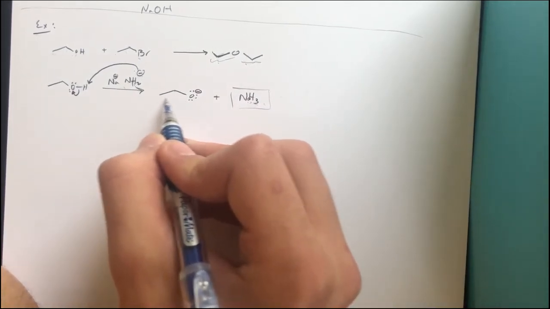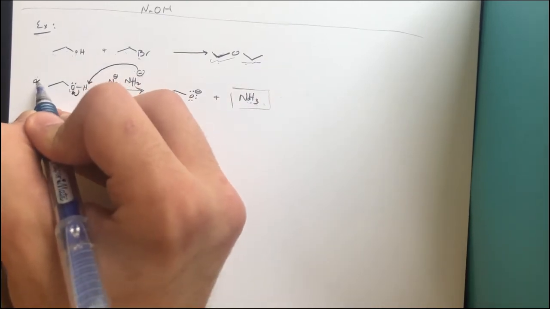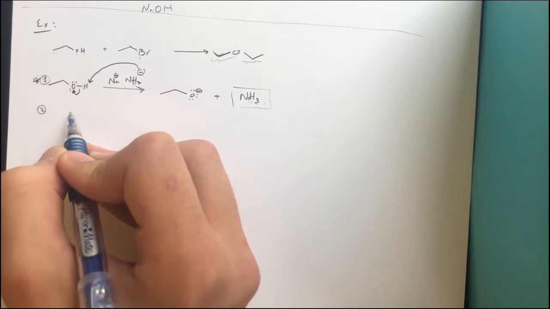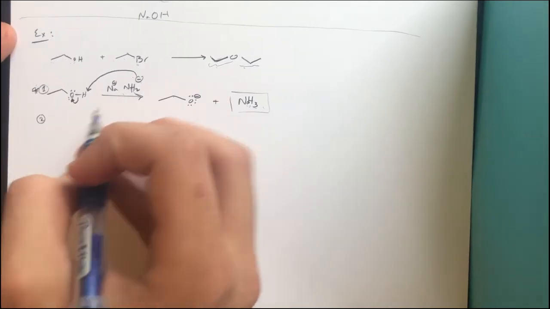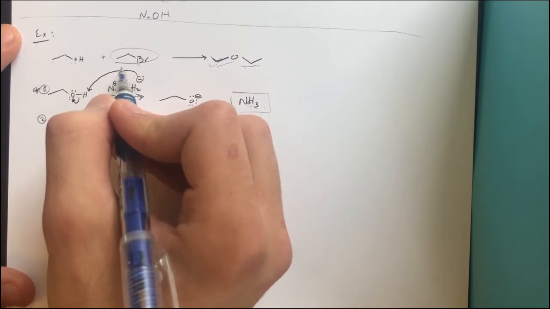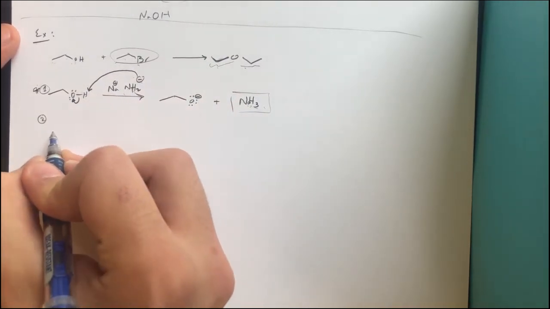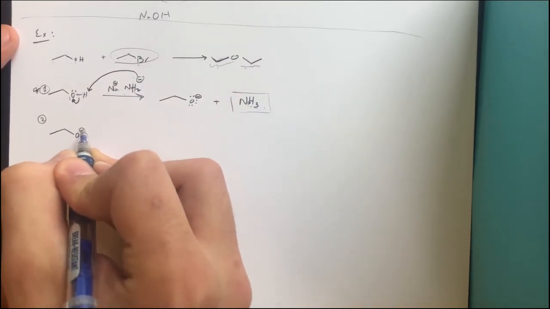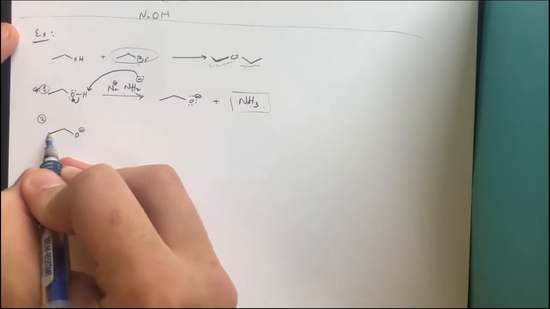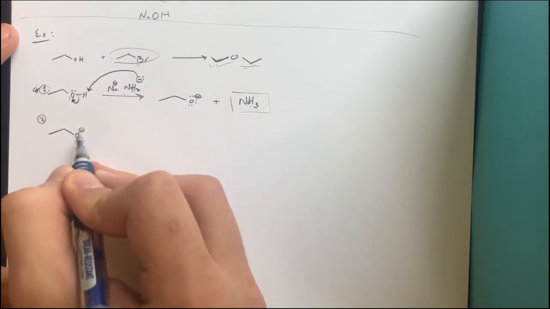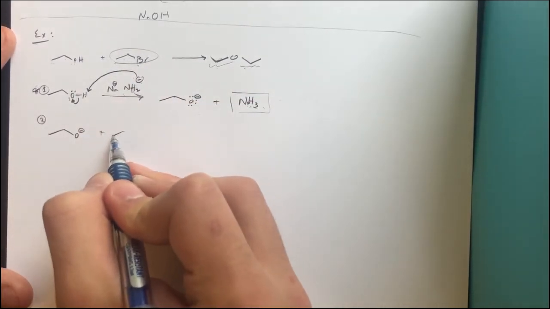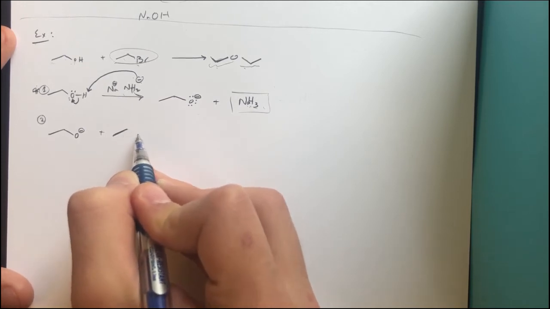Now, the second step of this reaction, so here's first step, second step. The second step of this reaction is the addition of our alkyl halide, right? So we get our newly formed alkoxide, or ethoxide, since it's ethyl, plus, and then mechanistically we add this into the reaction.